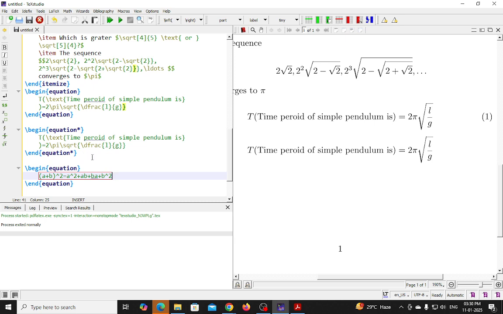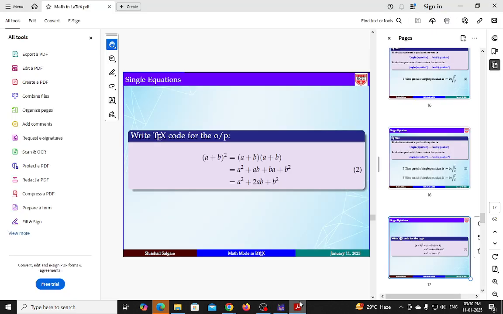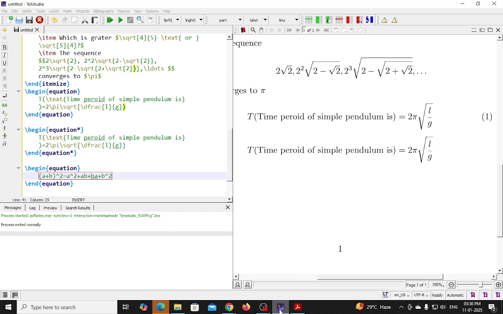Okay, so what is the output? I have to shift to the next line. So to shift to the next line, what I have to do? Double backslash I have to use, because I have to break the line.